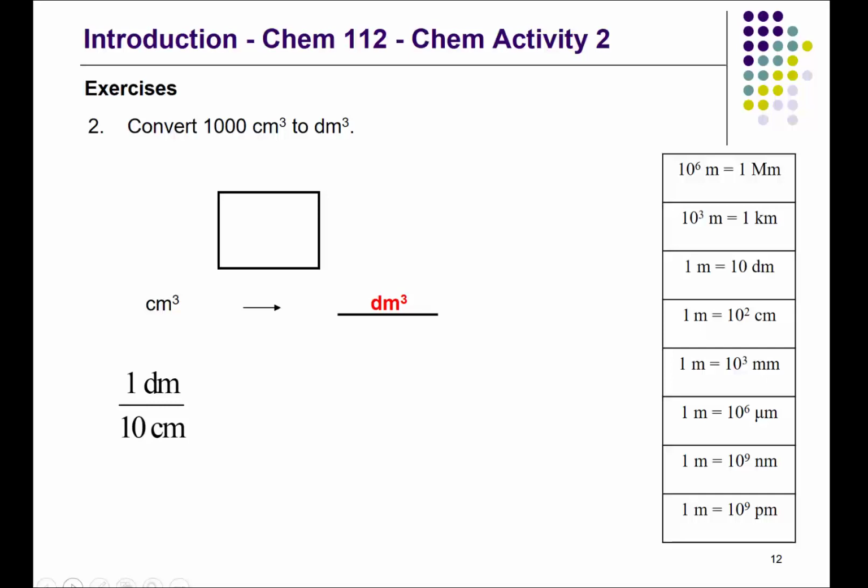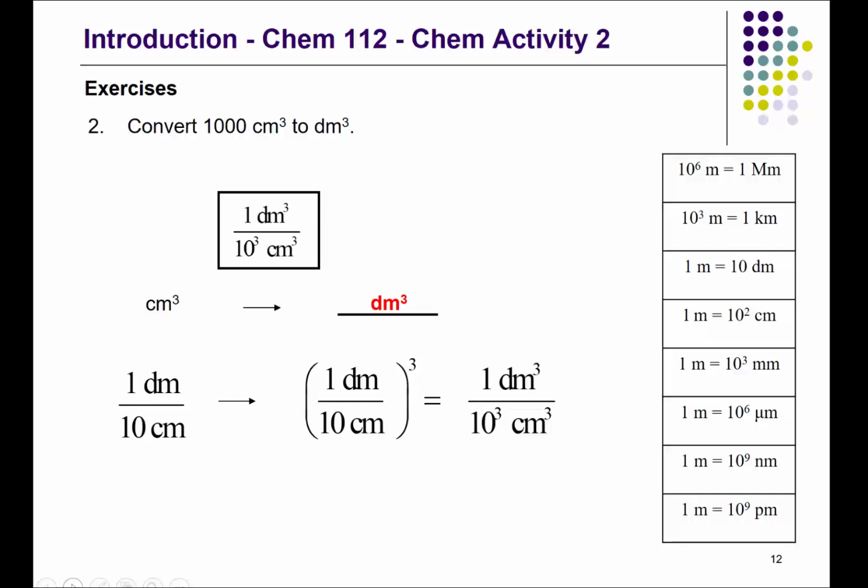We want these units to be cubed. So the idea is that we have to cube the whole conversion factor, like this. This results in 1 decimeter cubed being equal to 10 to the 3 centimeters cubed. We're now able to do the calculation. 1,000 centimeters cubed times this conversion factor equals 1 decimeter cubed. Note that these are exact relationships and the rules of significant figures do not apply.